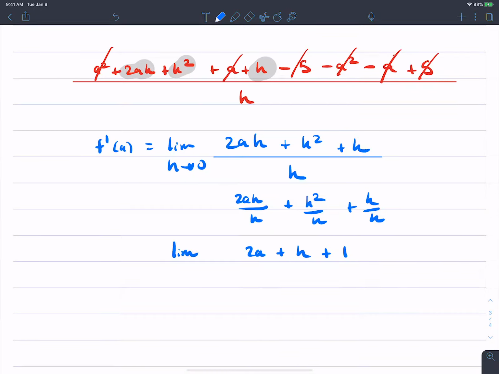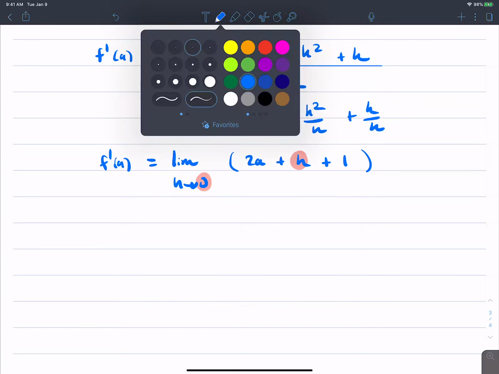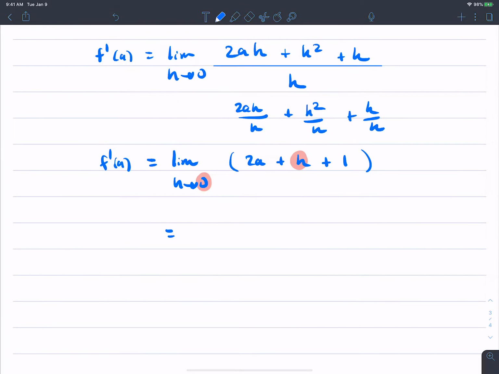And we're taking that limit. And this is actually a polynomial in two variables. You have the a variable, you have the h variable. So remember, h is 0. You plug that 0 in here. It's continuous. And you say this is 2a plus 0 plus 1. You're really saying that f prime a is 2a plus 1.